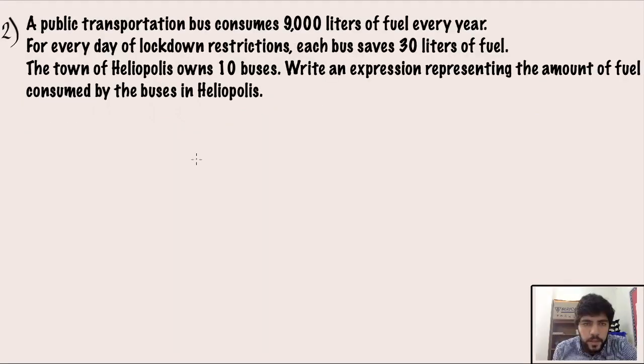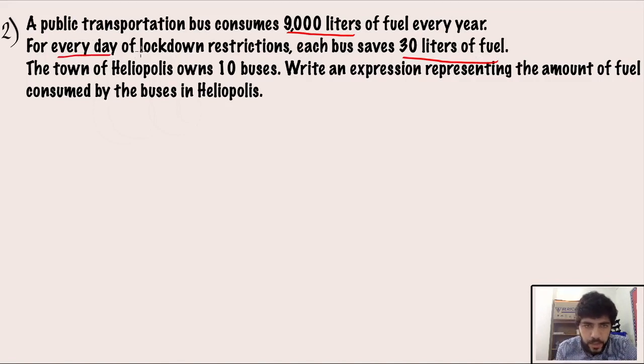Okay? This problem says a public transportation bus consumes 9,000 liters of fuel every year. For every day of lockdown restrictions, each bus saves 30 liters of fuel. So the normal consumption right now is 9,000 liters. During lockdown, each bus saves 30 liters of fuel for every day. So notice that for every day of lockdown, 30 liters of fuel are saved.